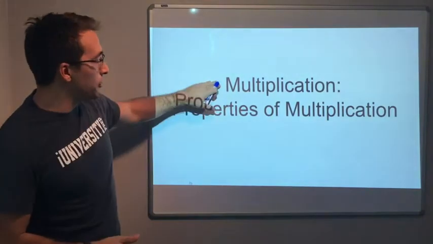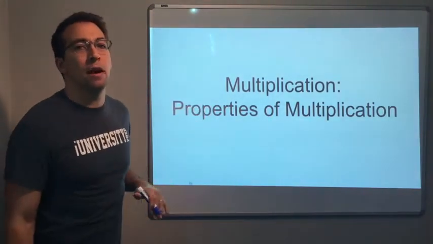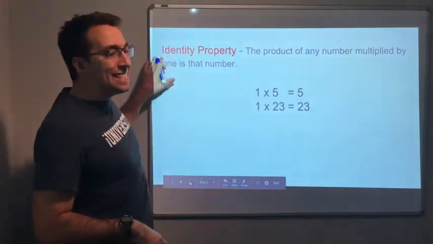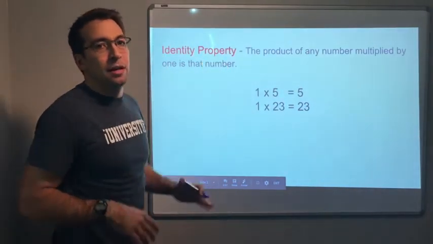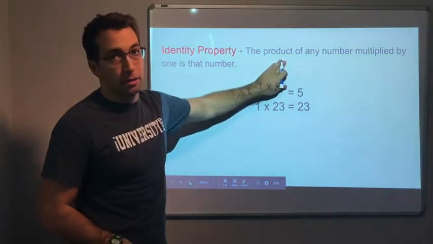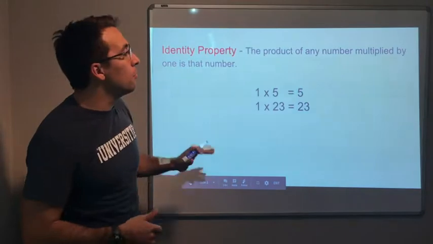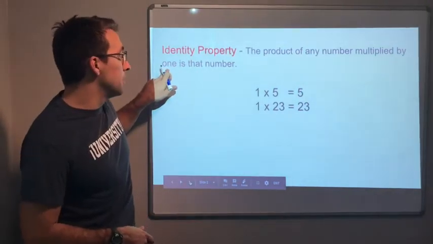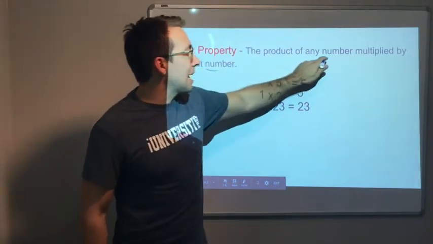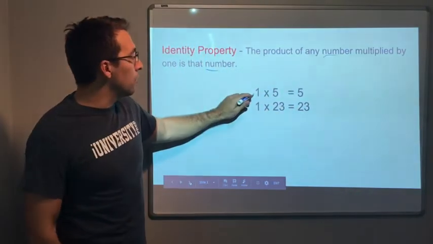Today's video, multiplication and the properties found within multiplication. So number one, let's start with the identity property, okay? The identity property states that the product of any number multiplied by 1 is that same number. So look, the number is the same number when you multiply by 1.